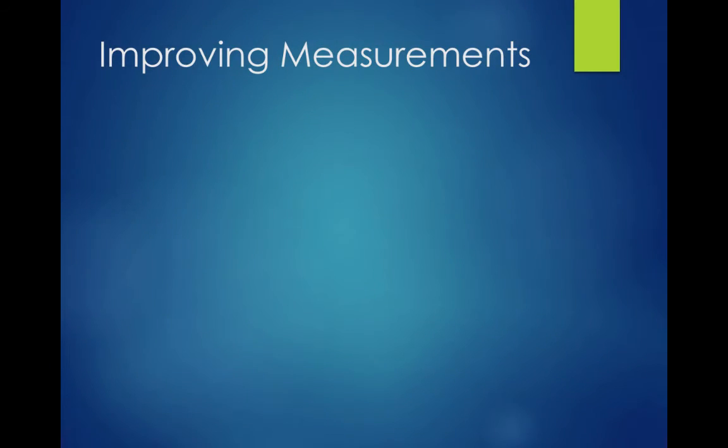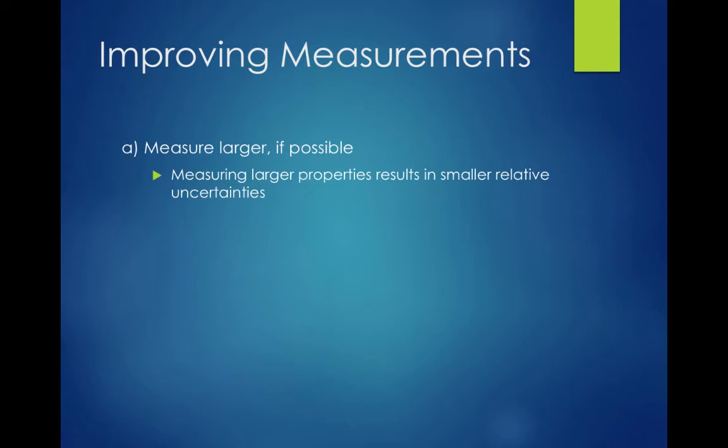Improving measurements. What are some things that you can do to make your measurements more accurate and more precise? What can we do to make better measurements? One thing we can do is measure larger if possible. Measuring larger properties results in smaller relative uncertainties.